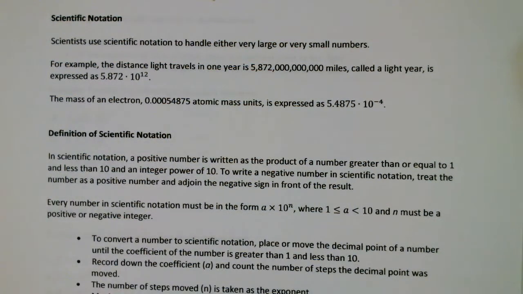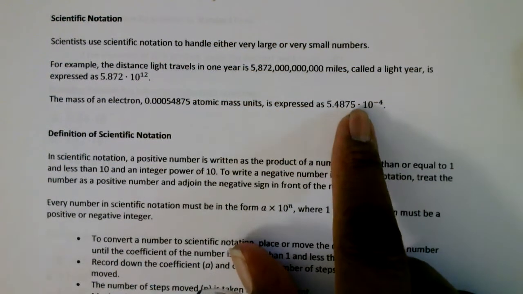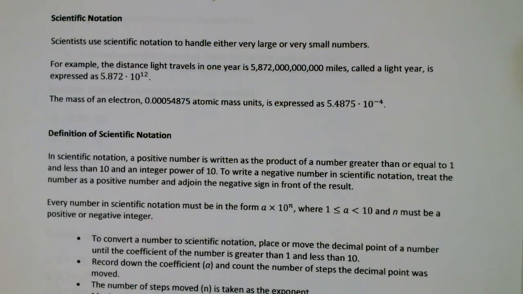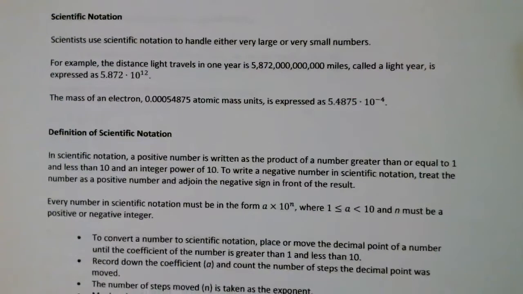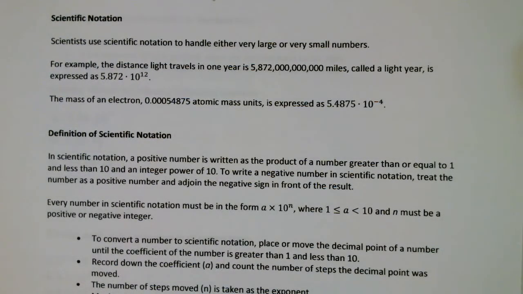And then the mass of an electron, which is 0.00054875 atomic mass units, we can express that in scientific notation as 5.4875 times 10 to the negative 4th power. Okay. Now, by definition, in scientific notation, a positive number is written as a product of a number greater than or equal to 1 and less than 10, and an integer power of 10. To write a negative number in scientific notation, we treat the number as a positive number and adjoin the negative sign in front of the result when we get our final answer.